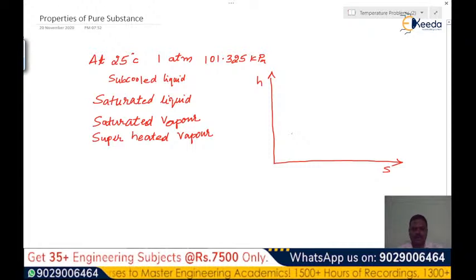Now let us take the state point 1. State point 1, it is water at 25 degrees Celsius. When it is heated, its temperature increases and its enthalpy also increases.